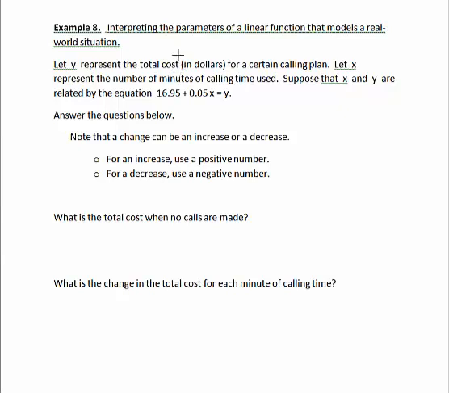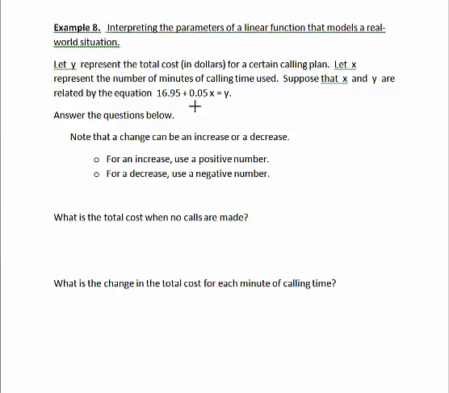Example 8 reads, let Y represent the total cost for a certain calling plan. Let X represent the number of minutes of calling time used. Suppose that X and Y are related by the equation 16.95 plus 0.05 times X equals Y. Okay. We want to answer the questions below. So we're given this equation already. We don't have to come up with it ourselves.